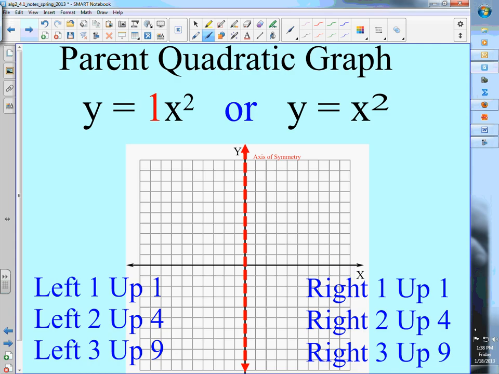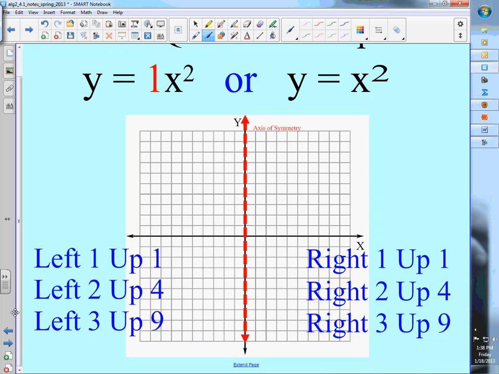This is our parent graph. Rarely do we put the 1. We're just throwing the 1 there and here. This is more likely what you're going to see, y equals x squared. That's your parent graph. You already know this graph, correct? Starting at the origin, how do we get to our first point? Right 1 up 1. Right 2 up 4. And if you wanted to, you could go right 3 up 9. Left 1, left 2, up 4, and left 3, up 9.